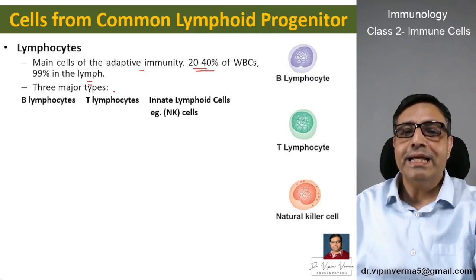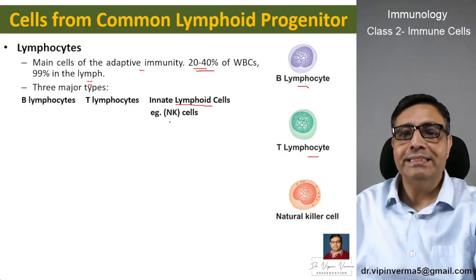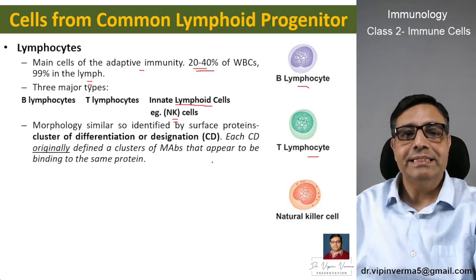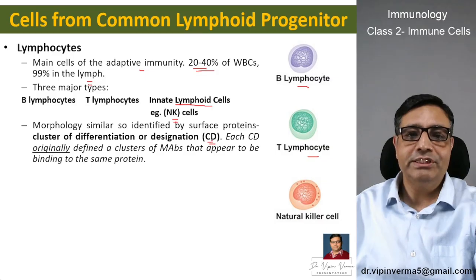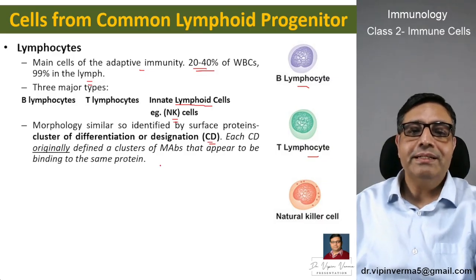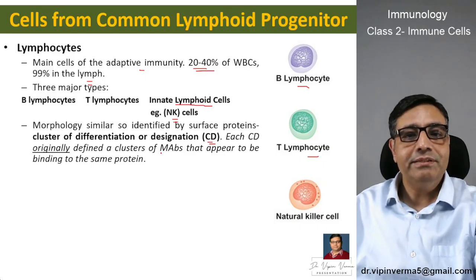There are three major types of lymphocytes. One are the B lymphocytes, then we have the T lymphocytes, and then we have the innate lymphoid cells, and one example is the NK cells or the natural killer cells. Their morphology is similar, so they are identified by surface proteins, which are the CD, cluster of differentiation. Now, what is this cluster of differentiation or designation?